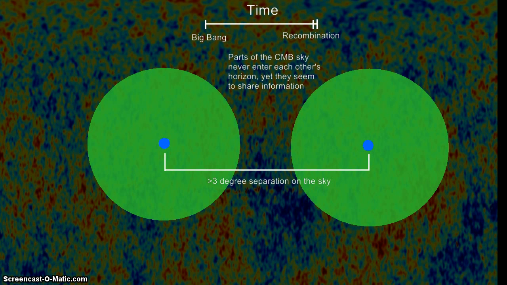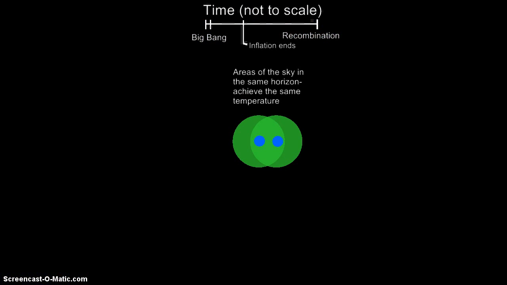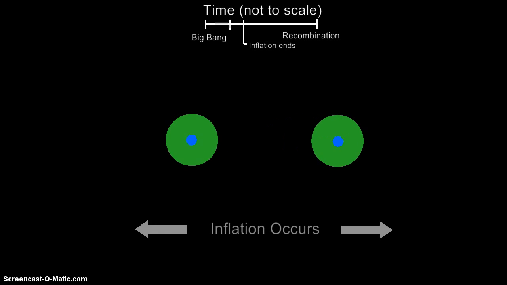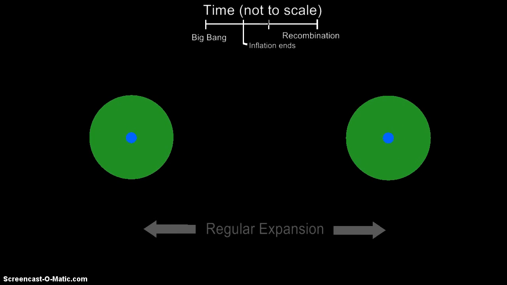Inflation solves this problem. Before inflation, these two locations could have been close enough to come into contact with each other and achieve the same temperature. Then, inflation blew these two locations very far apart, giving the appearance that they were never in each other's horizons.